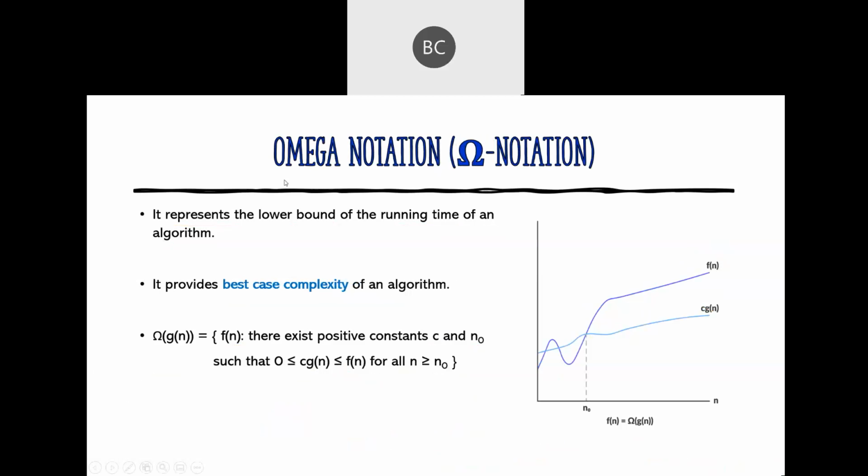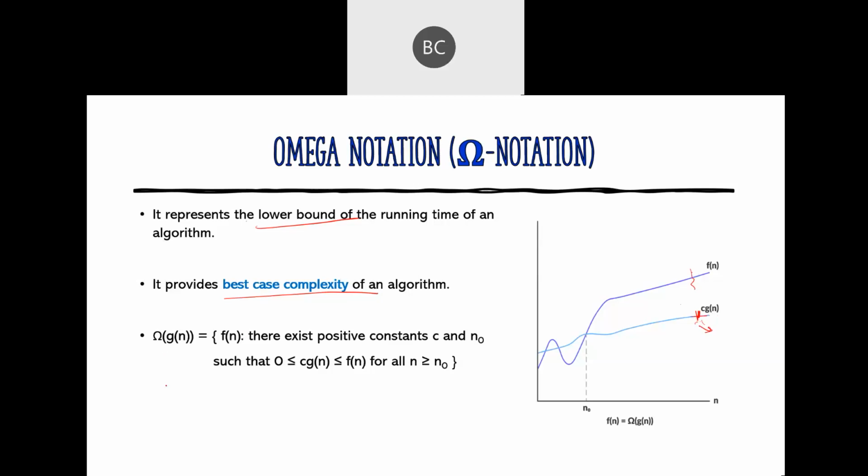Next comes the big omega notation. Omega provides the lower bound, and it is used for the best case complexity. That means the minimum amount of time your program can take. Here you see it provides the lower bound, and the function for your algorithm lies above the limit. It will stay above it.